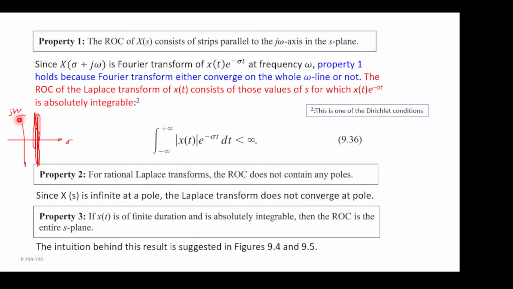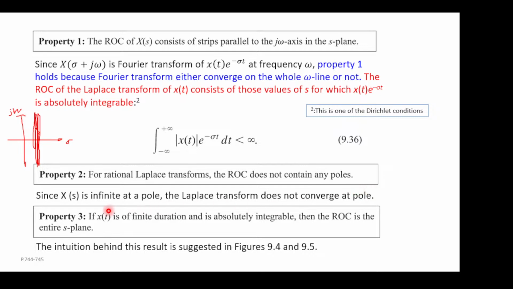If there is no question, then let's see the next property. Property 2 just says that for the original Laplace transform, there are poles and zeros, and your ROC doesn't contain any poles. It's very simple because, as we said, the poles are where X of s goes to infinity, and if it's infinite, obviously it doesn't converge. So the Laplace transform doesn't converge on a pole, and the ROC should not contain that pole. Okay.